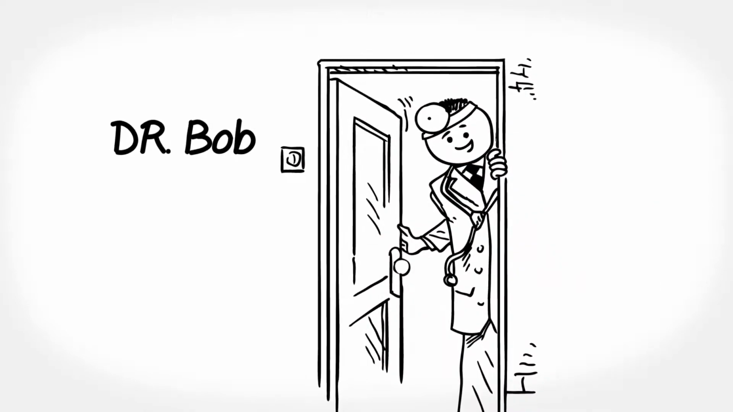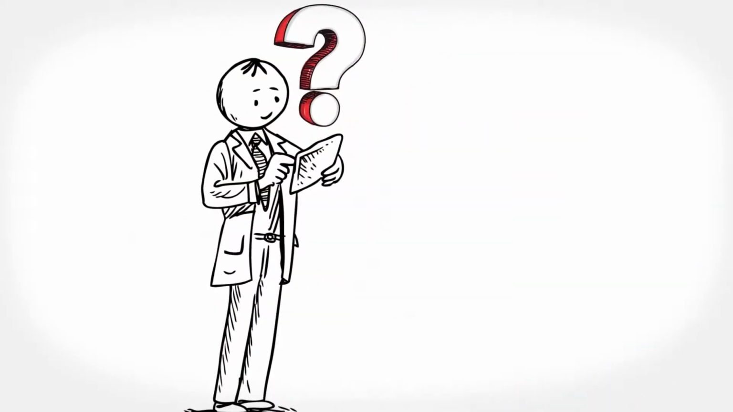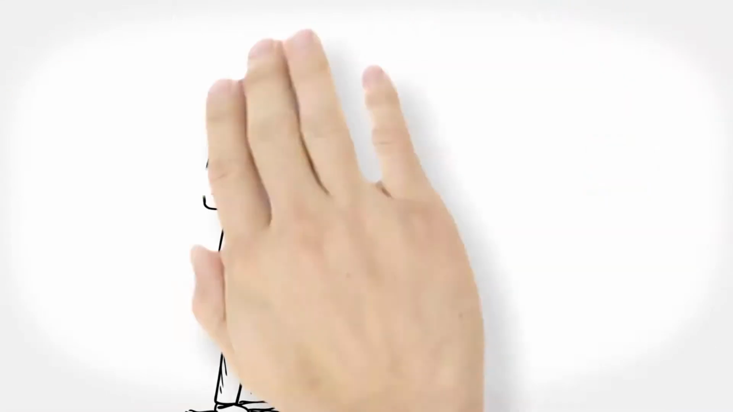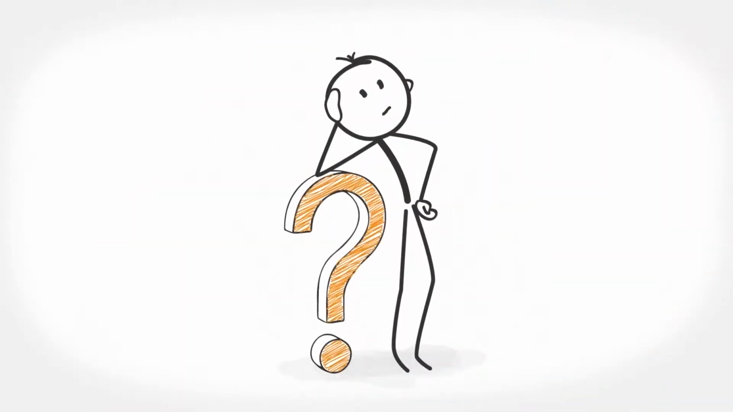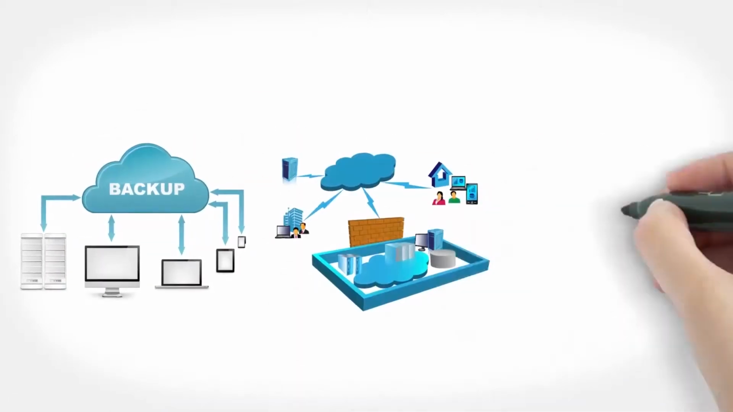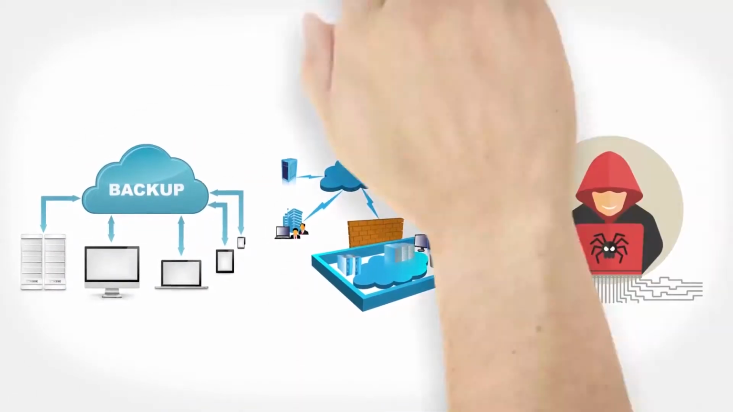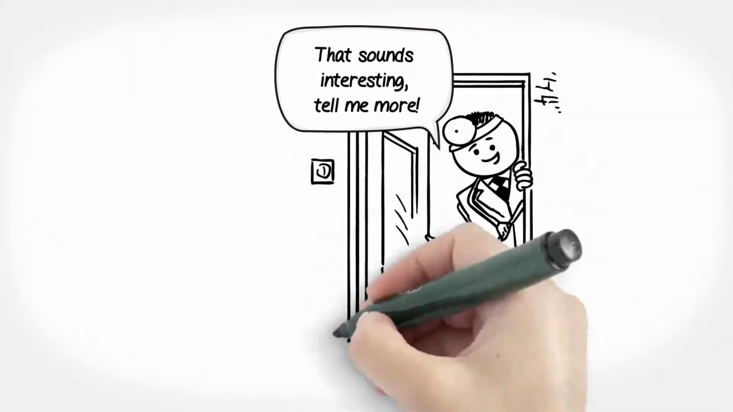So, Steve, what do I need to do to protect my practice and my patient information? Well, there are several key items that you should have in place. I like to call it a layered approach. Let's start with 3 of the most important items that you should have within your network: a backup, a firewall, and an antivirus. That sounds interesting. Tell me more.